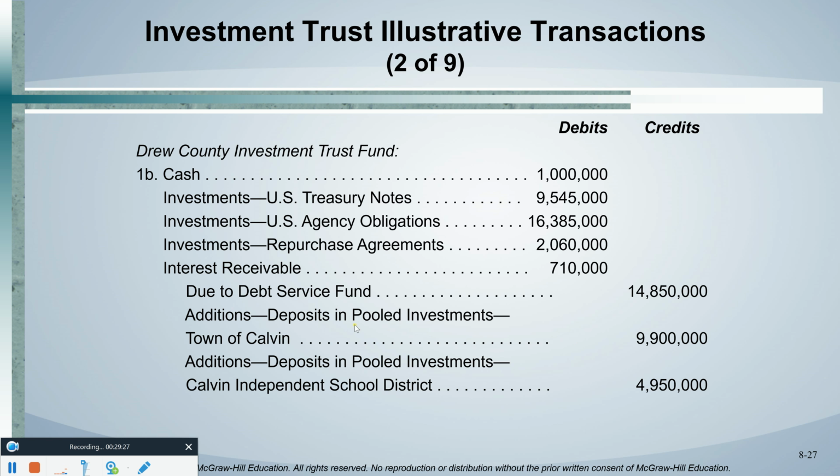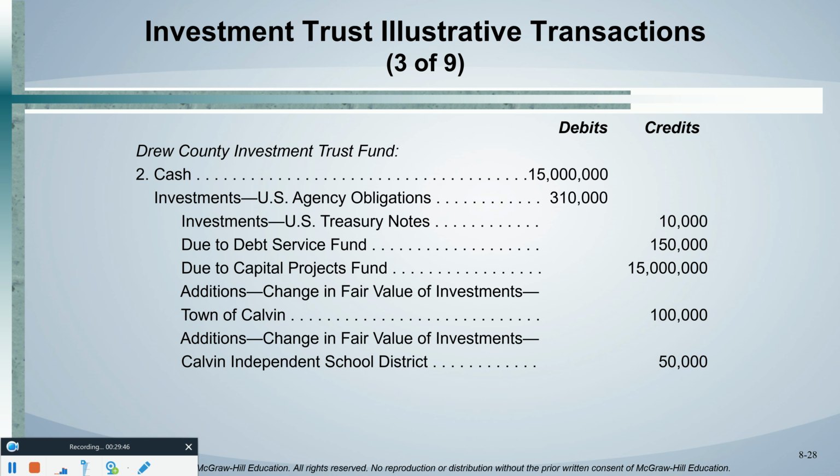And we're going to have an additions account for each external participant. So we have an additions account for the town of Calvin, and we have an additions account for the Calvin School District. Okay, now the trust fund has been established. Now the trust fund is going to go to work, and the trust fund is hopefully going to earn money.